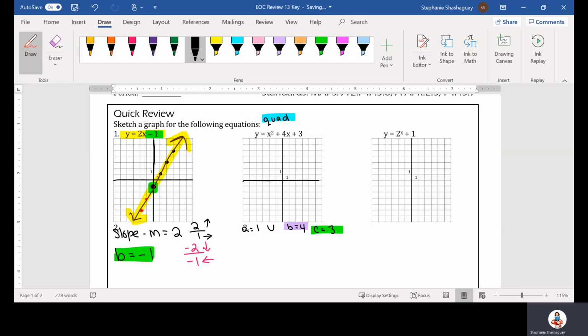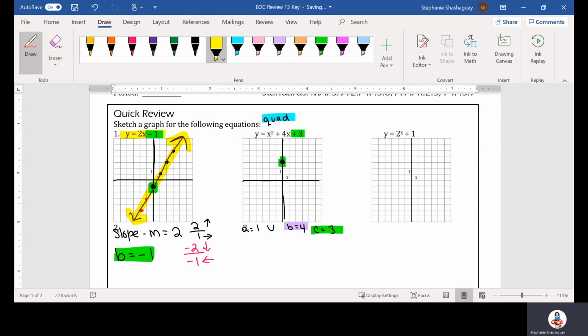So again, I'm going to just redraw my x-axis and y-axis. My y-intercept is a positive 3. 1, 2, 3. There is my y-intercept. This only works when in standard form. If I'm in vertex form, the constant is not my y-intercept. So please be careful with that.